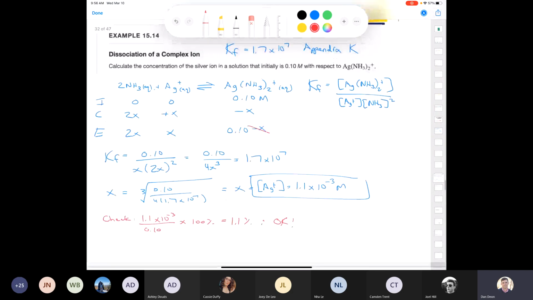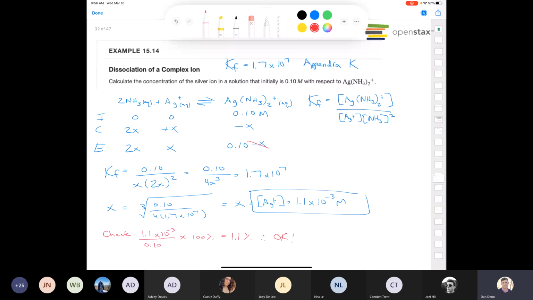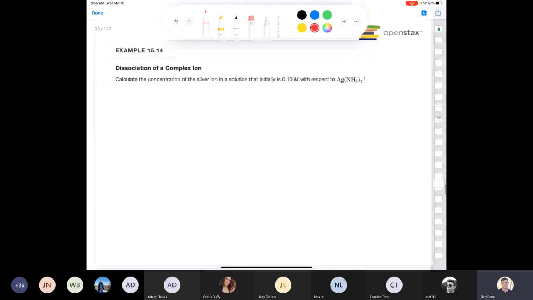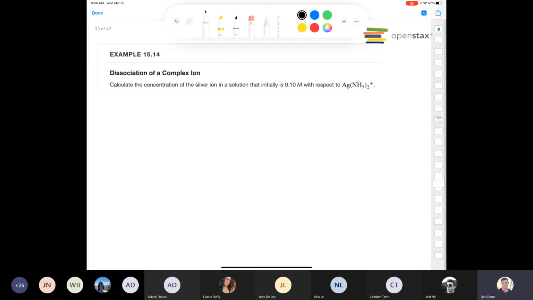Okay, we solved this problem using the Kf. Now we looked at a Kd as well, right? We talked about Kf and Kd, and we said that Kd is going to be a really small number. So what if we were to try to solve this problem using the Kd? We know that Kd is equal to 1 over the Kf, which would be equal to 1 divided by 1.7 times 10 to the power of 7. And so our Kd would be equal to 5.9 times 10 to the negative 8. That's the Kd that represents the dissociation of this ion.